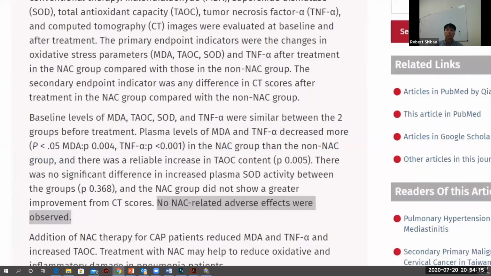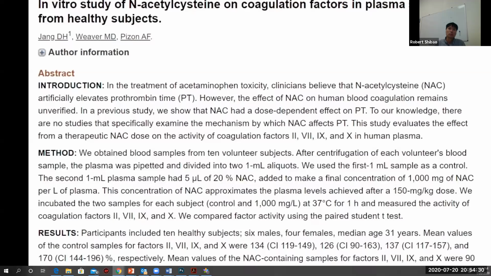Of course, this is for community-acquired pneumonia, not COVID-19. It may be that oxidative stress plays more of a role in COVID-19 than it does in community-acquired pneumonia. In fact, it might play a great role because, as we've shown before, this oxidative stress may lead to thrombosis from a hypercoagulable state from von Willebrand's factor.